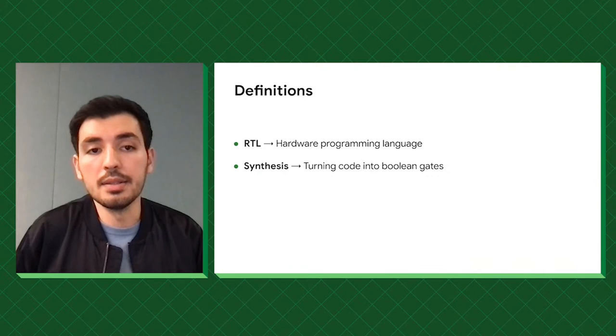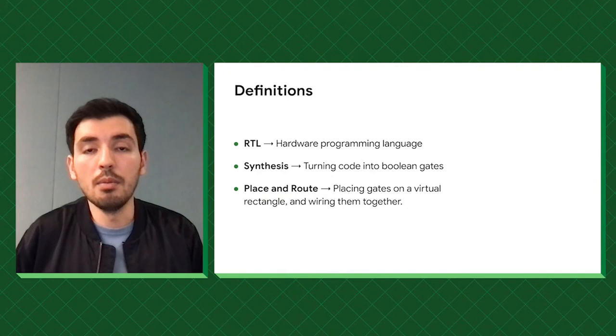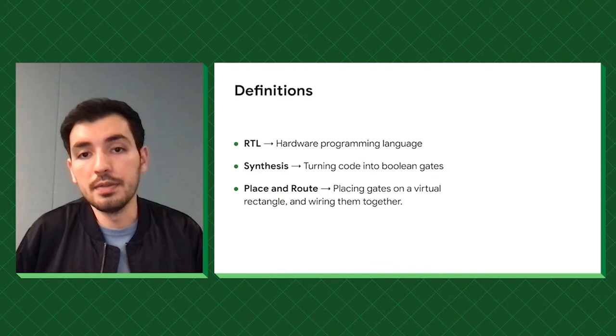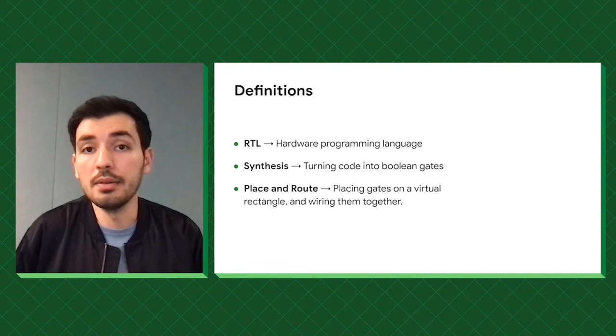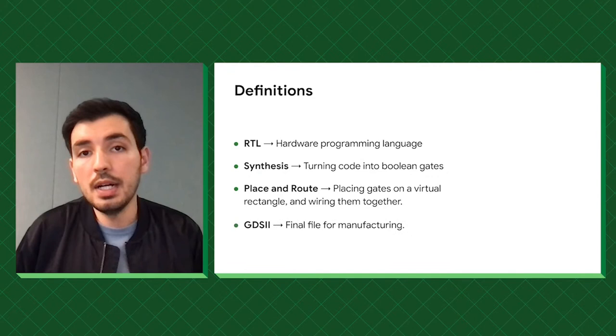Then it's our place and route tool's job to take this abstract representation of our circuit, which looks a lot like a graph at this point, and put it on a virtual silicon wafer. Because a silicon wafer is flat, we have to figure out a way to put all these elements on our virtual silicon without them overlapping or breaking any of the rules of the manufacturing process. And our place and route tool gives us a GDS file back. This file is what we hand off to the manufacturer to actually harden our silicon into something real and tangible.